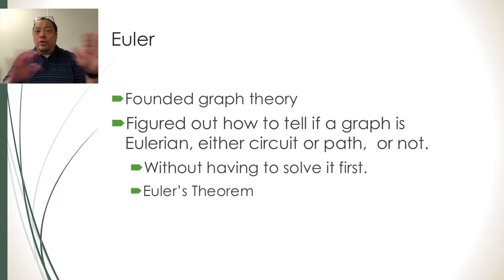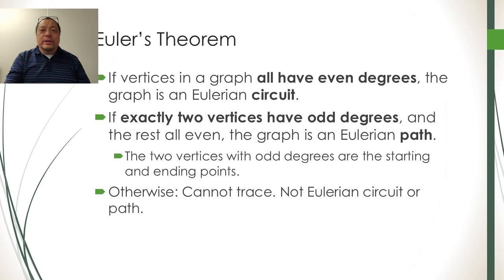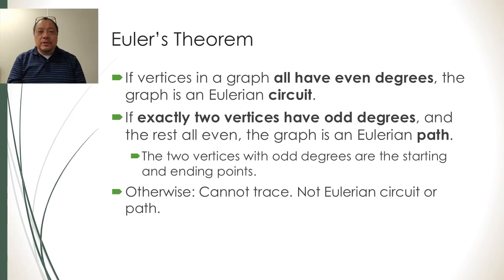With this theorem, you don't have to figure out the tracing. You just look at the graph, do some work, and know whether it is traceable. Here's what the theorem says. If the vertices in a graph all have even degrees, the graph is an Eulerian circuit. If exactly two vertices have odd degrees and the rest are all even, the graph is an Eulerian path. Exactly two odd vertices only. Not one, not three, not four, five, six, none of that. Exactly two. And what about the two vertices with odd degrees? They are the starting and ending points of the Eulerian path.